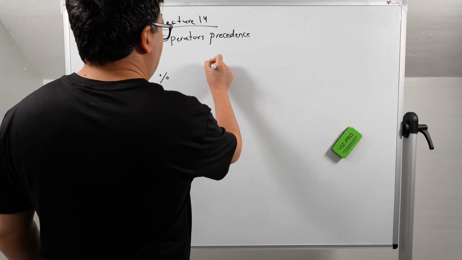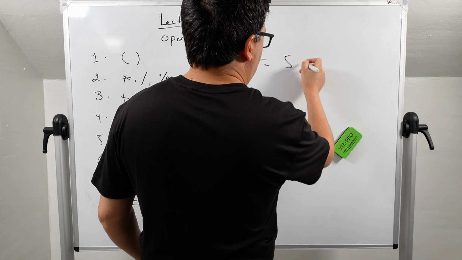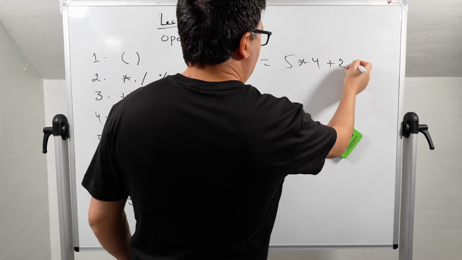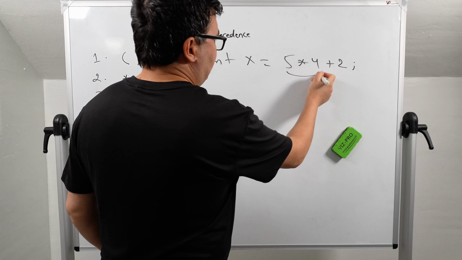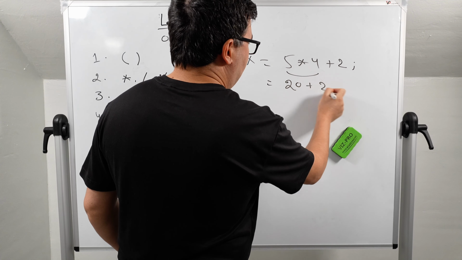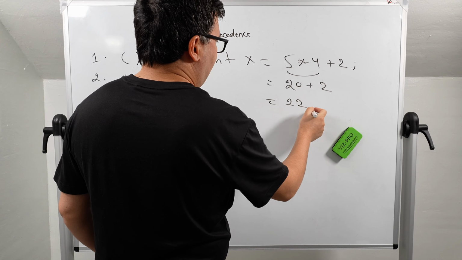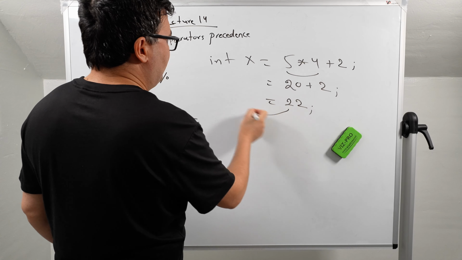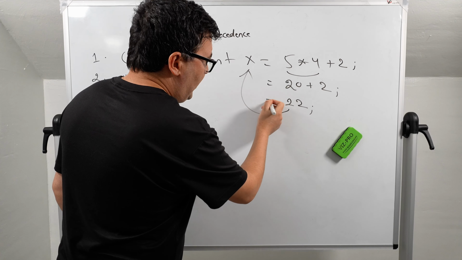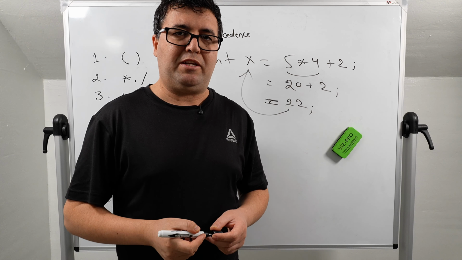For example, if we have int x = 5 * 4 + 2, first the multiplication gives 20, then plus 2 becomes 22. At the end, this 22 is stored inside x, because the assignment operator has the lowest priority in C++.